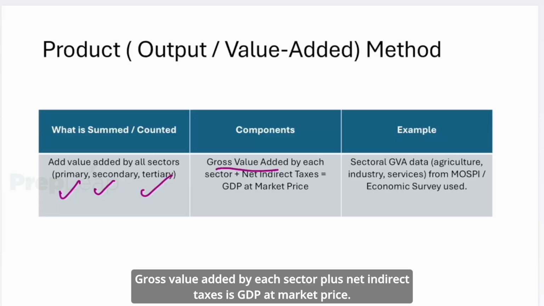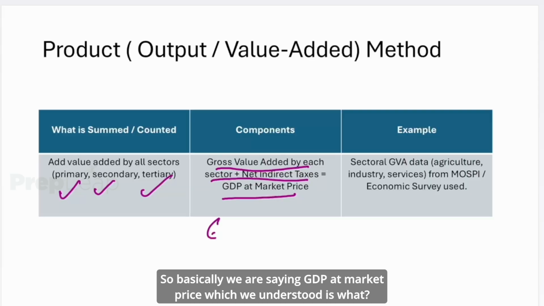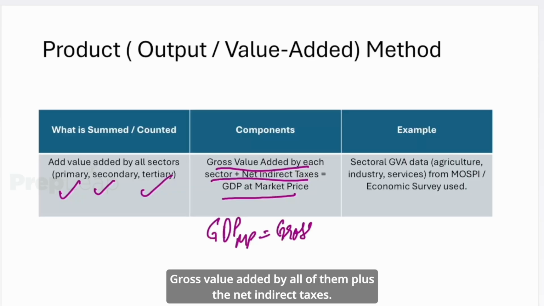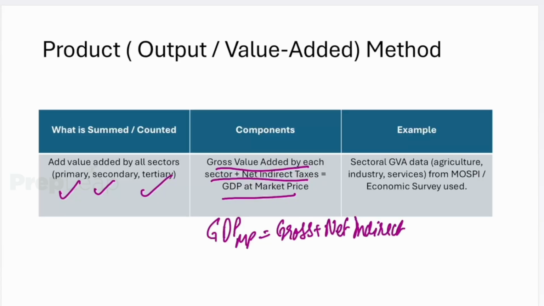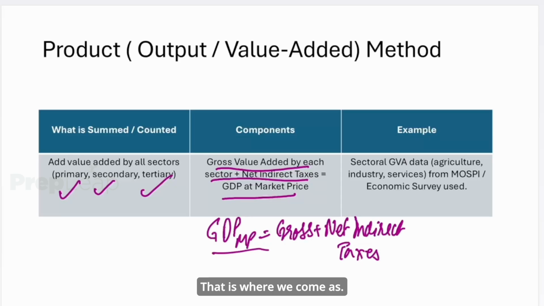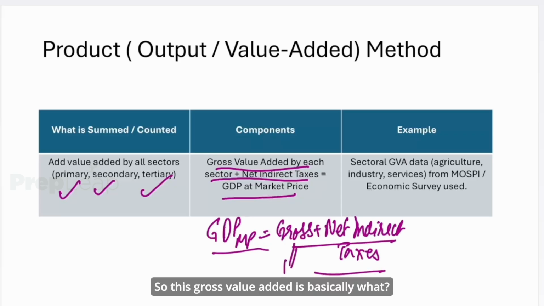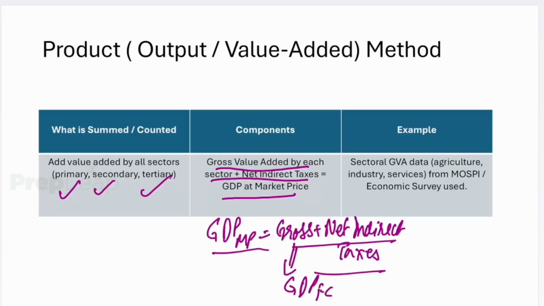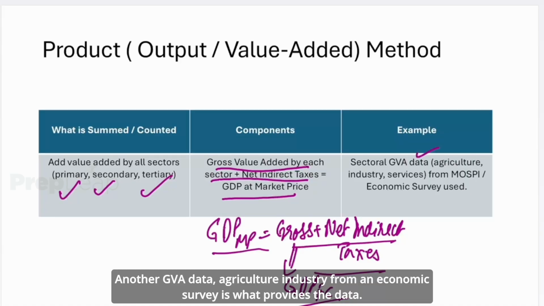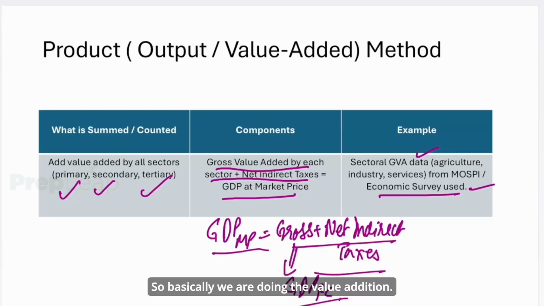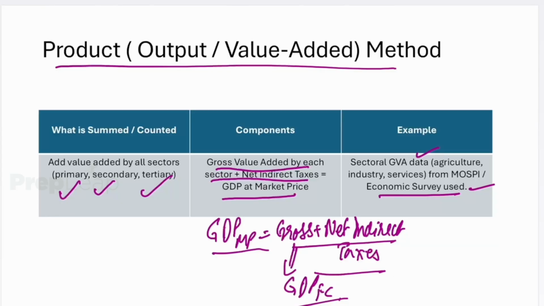Gross value added by each sector plus net indirect taxes is GDP at market price. So basically we are saying GDP at market price, which we understood, is the gross value added by all of them plus the net indirect taxes. That is where we come to, right? So this gross value added is basically what we understood as GDP at factor cost. Sector GVA data for agriculture and industry from the Economic Survey provides the data. So basically we are doing the value addition that is happening.